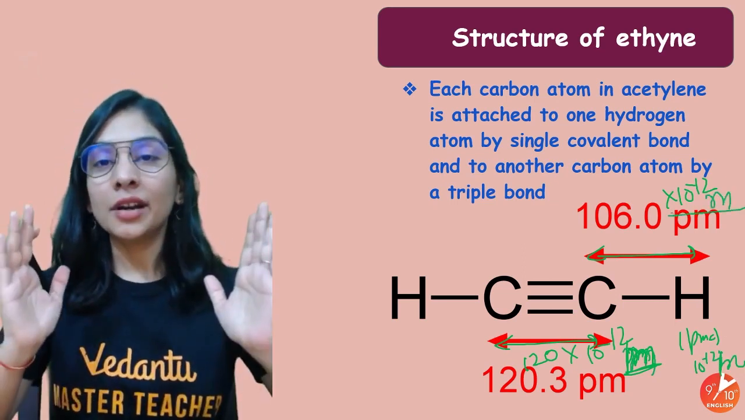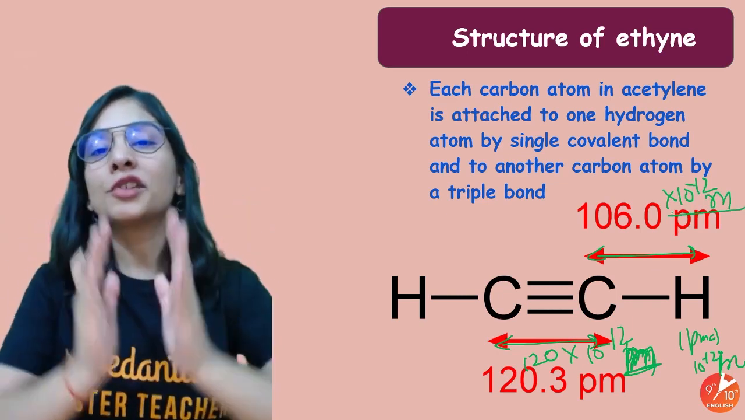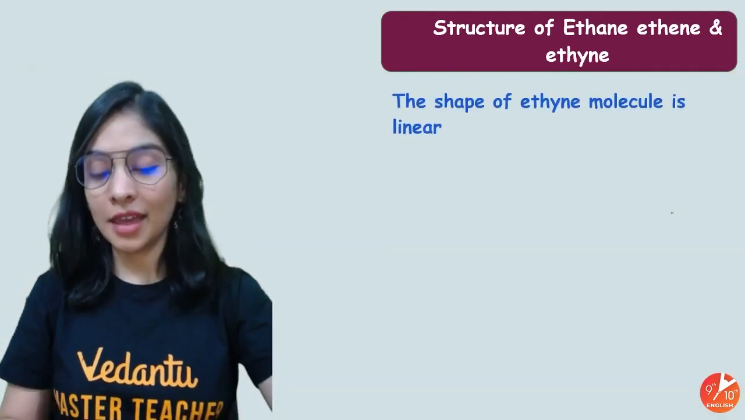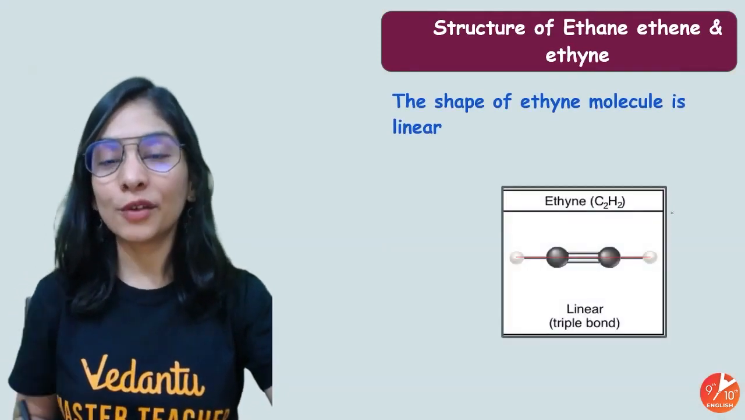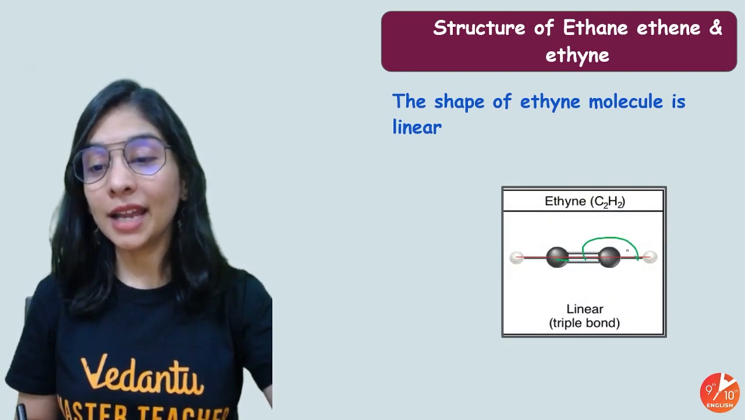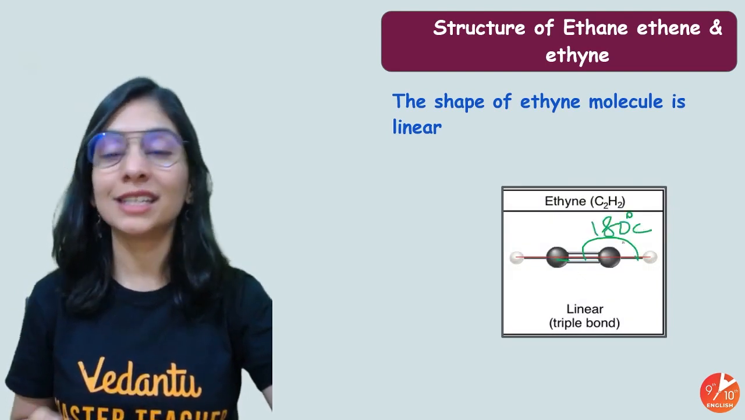See, whenever atoms make double or triple bonds, they come more and more close to each other. Okay. And the bond angle, if I say, is linear. That means from carbon and hydrogen, this bond angle is 120 degree.